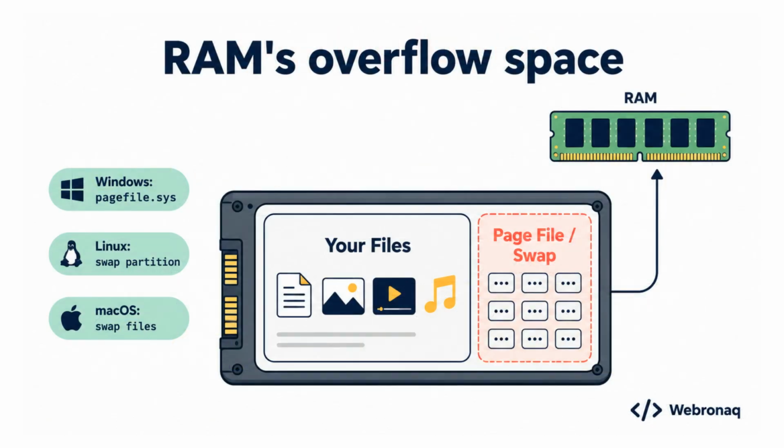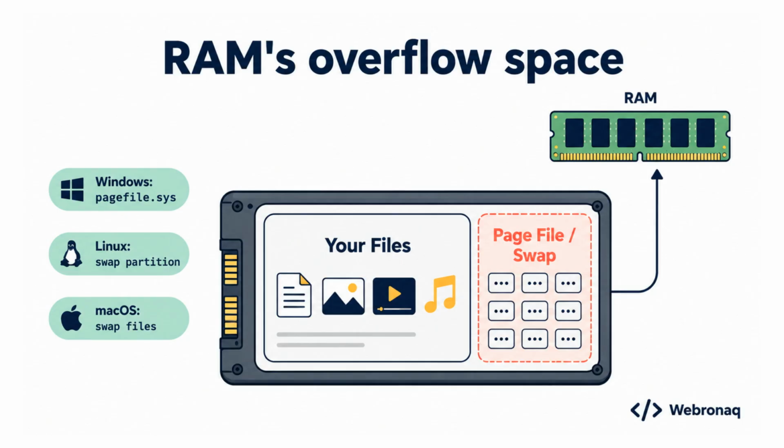On your hard drive or SSD, your operating system reserves a special area just for this purpose. On Windows, it's a hidden file called pagefile.sys. On Linux, it's usually a separate swap partition, or a swap file. On macOS, it's a set of swap files the system creates as needed. Whatever the name, the job is the same. It acts as an extension of your RAM.